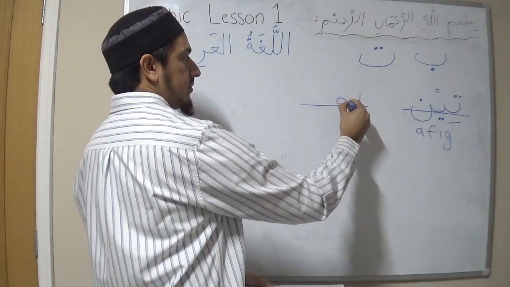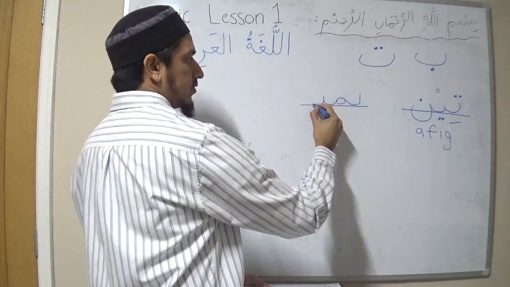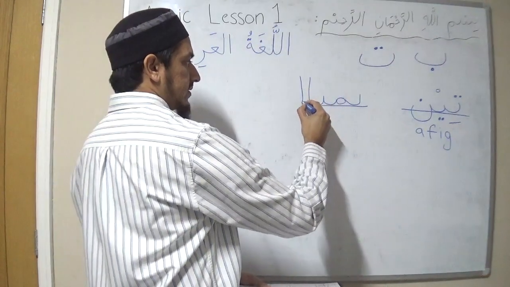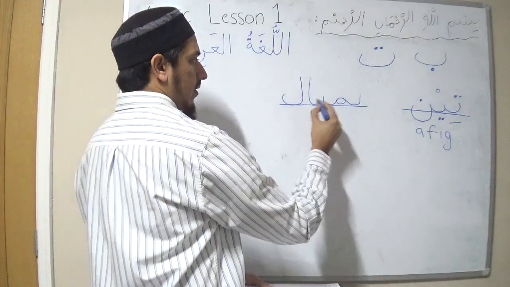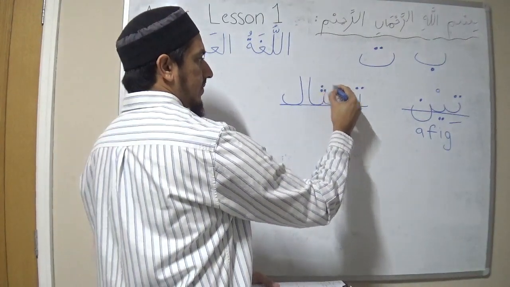The next word we have is timthal. Ta joins to the meme. That's how the ta, just like the ba would have joined to the tha, to an alif, and then al-lam is by itself. This one's on top. Timthal, a statue.